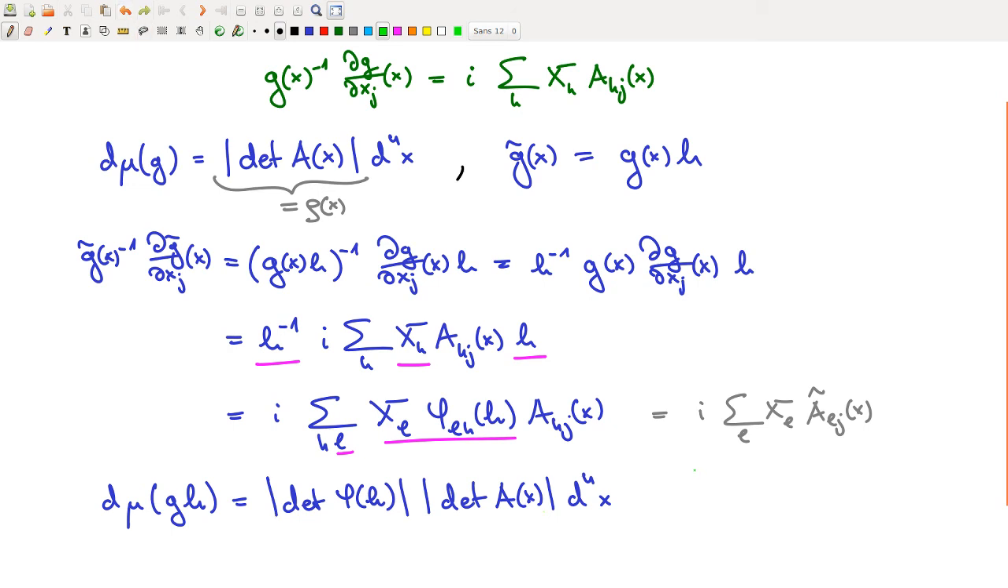And now that's not the same as d mu of g, which we have here. There's this additional factor here, this determinant of the phi of h. And if this is 1 for all group elements h, then we call the group unimodular, and the thing here we call the modular function. And in that case, the left invariant measure is also a right invariant measure.